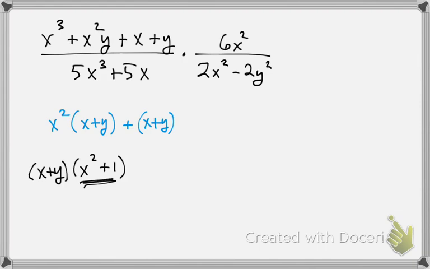Now, x squared plus 1, for those binomials with two terms, there were three special factoring forms: a difference of squares, a difference of cubes, and a sum of cubes. Is this any of those? Nope. That's it. Is that okay? What about your denominator there?